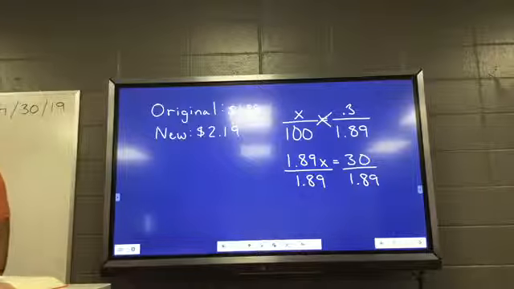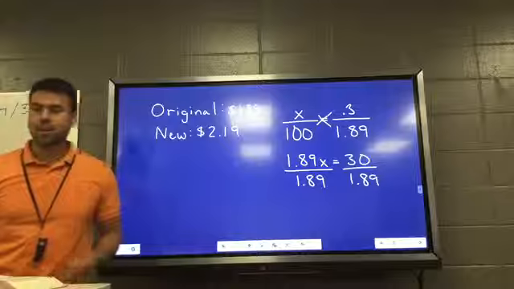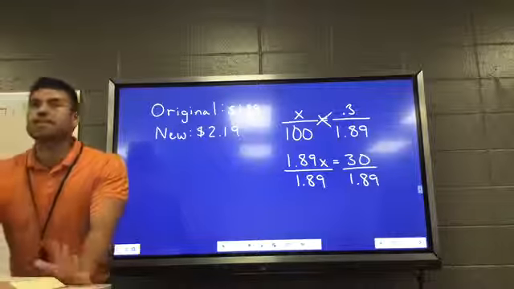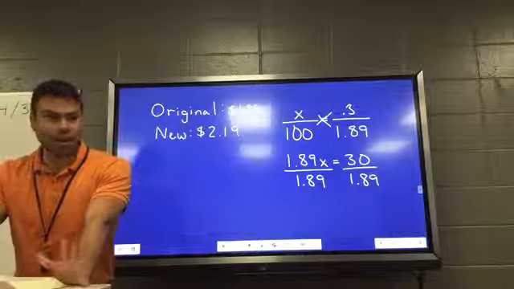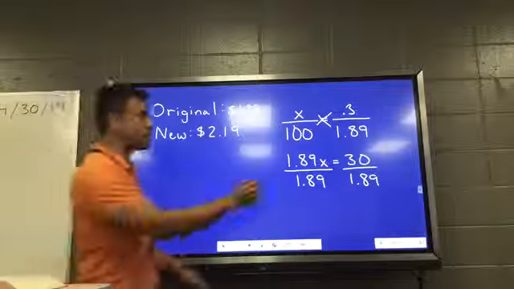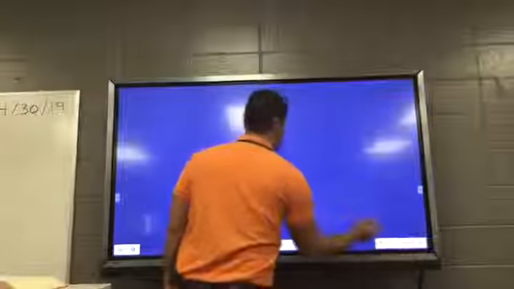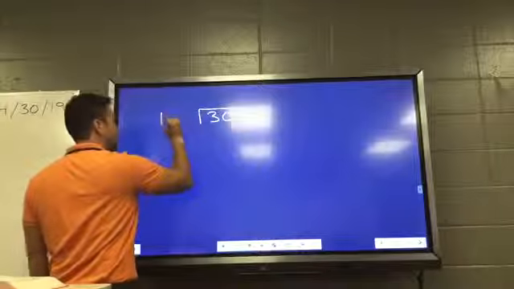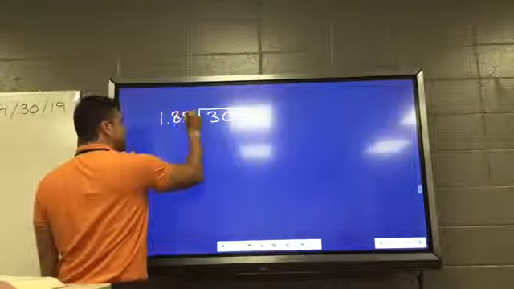So I have a division problem. Which number goes in the box? 30, because it's on the top. The top number always goes in the box, and I'm going to go ahead and work that out. So 30 divided by 1.89. That's my division problem. That's the hardest part of these problems, is to divide that out.